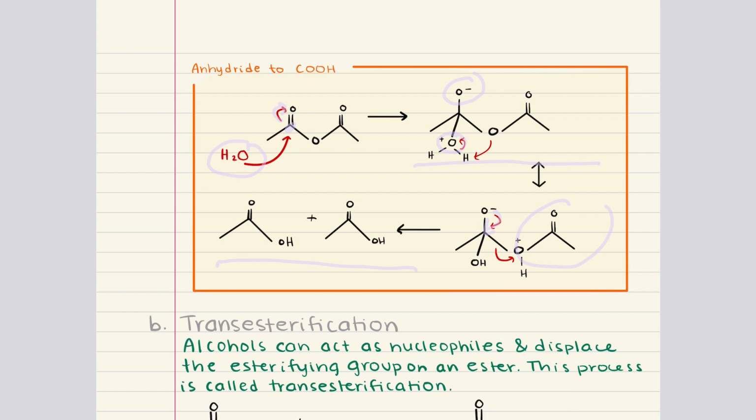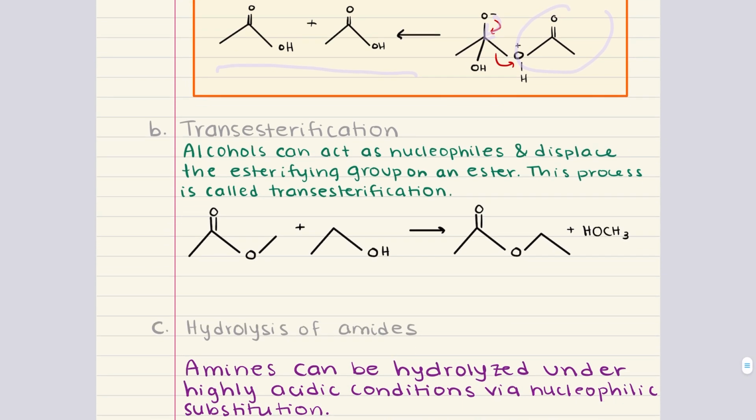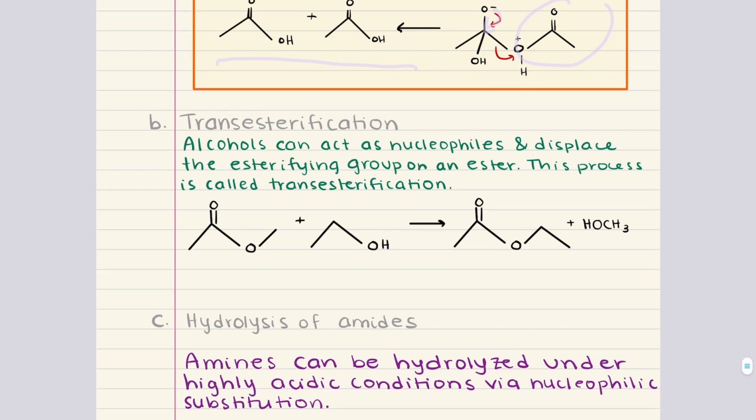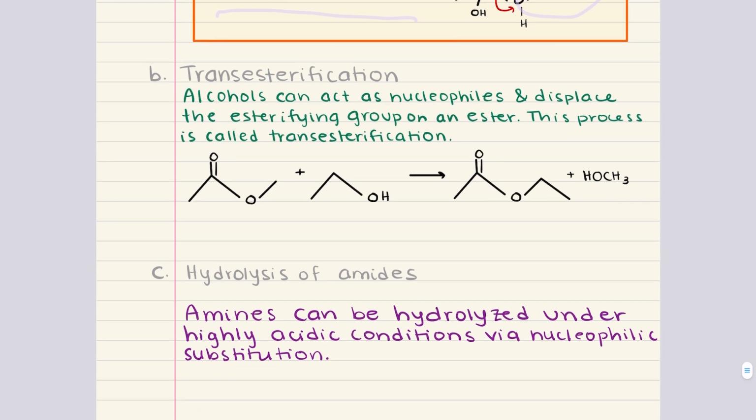And this set of reactions really highlights why anhydrides are considered highly reactive derivatives. They readily undergo nucleophilic attack, and they can be transformed into a wide variety of important functional groups under mild conditions. Let's move on to another type of substitution reaction called transesterification. In this, one ester is converted into another ester by reaction with an alcohol.